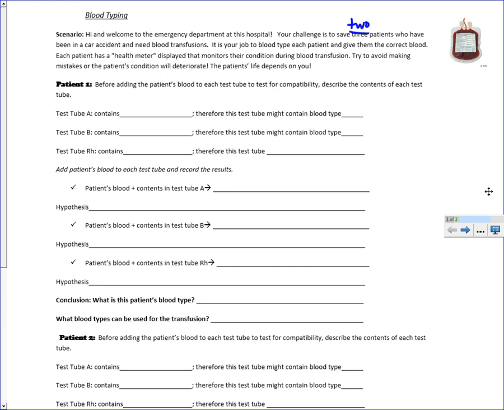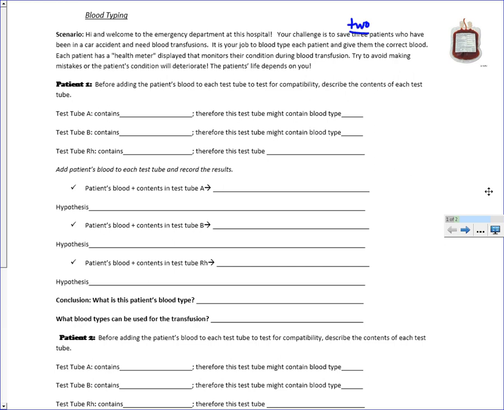One that is compatible. How do we know if it's compatible? If it mixes, meaning that it will not do what? Clump. And another word for clumping was agglutinate. Very good. All right. Each patient has a health meter displayed that monitors their condition during blood transfusions. Try to avoid making mistakes or the patient's condition will deteriorate, meaning they could die or become very sick. The patient's life depends on you.